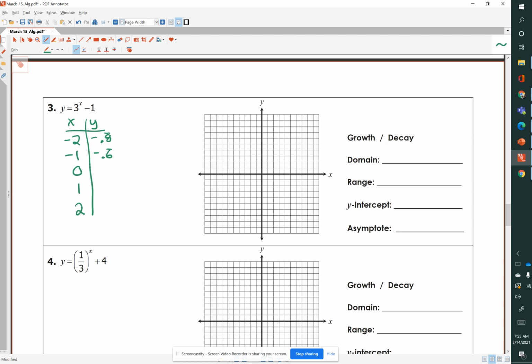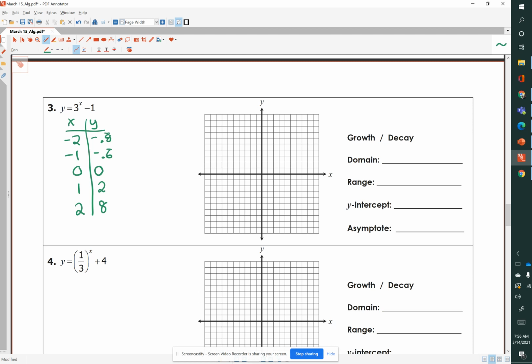When the exponent is 0, then the function is 0, because if we have a 0 here, this would be 1 minus 1. And 1 minus 1 is 0. When the exponent is 1, the value of the function is 2. 3 minus 1 is 2. When the exponent is 2, the value of the function is 8. 3 times 3 is 9, minus 1 is 8.